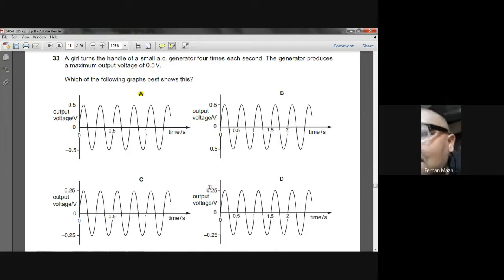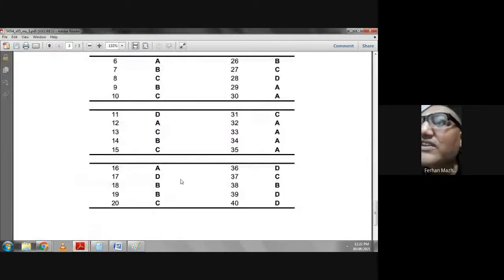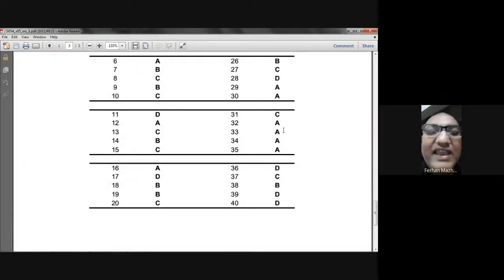So B, C, D, they all are wrong. Only the A choice is the right choice. So question number 33, A is the right choice. Let's check. Question number 33, A is the right choice.